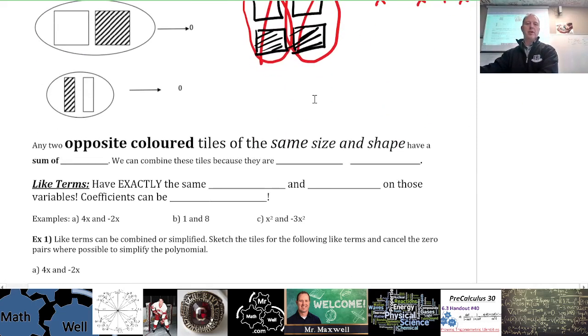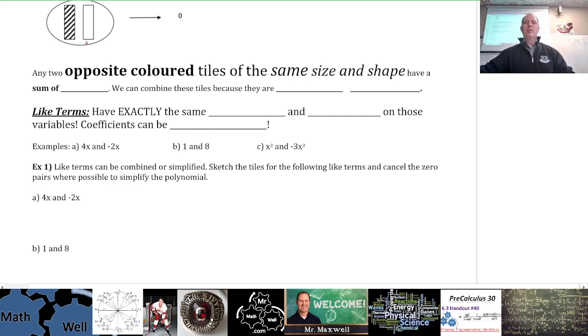Okay, everybody understand that, though? Okay, zero pairs, very important. All right, so here's your notes: any two opposite colored tiles of the same size and shape have a sum of 0. We'll put 0 here. We can combine these tiles because they are like terms.